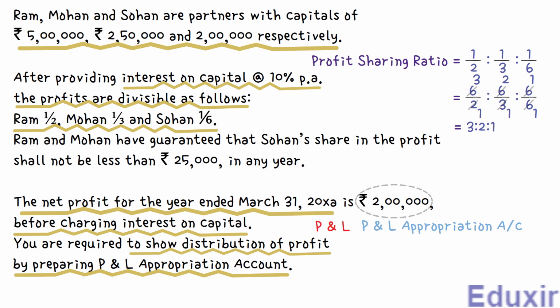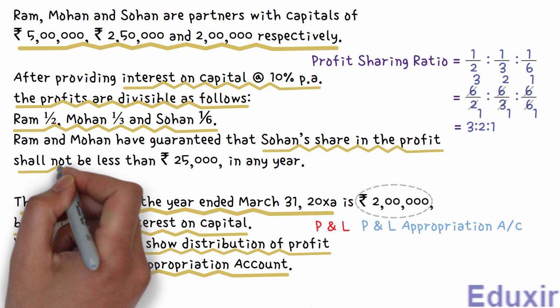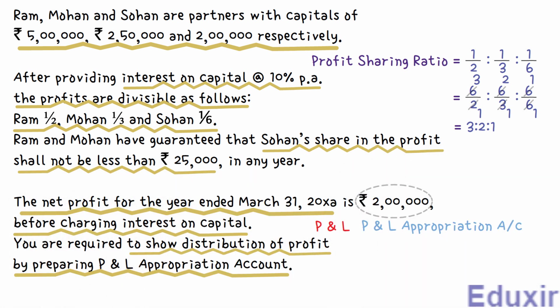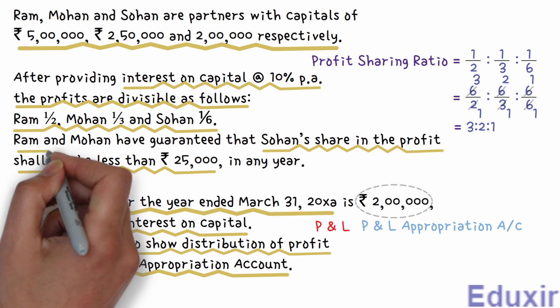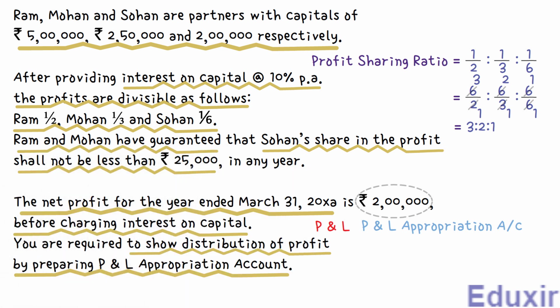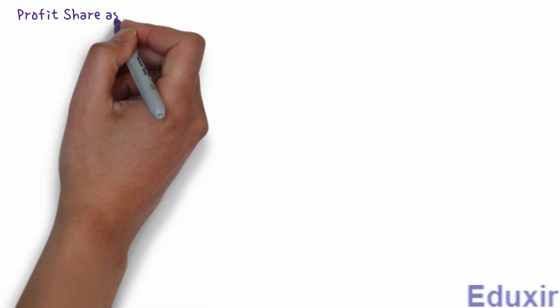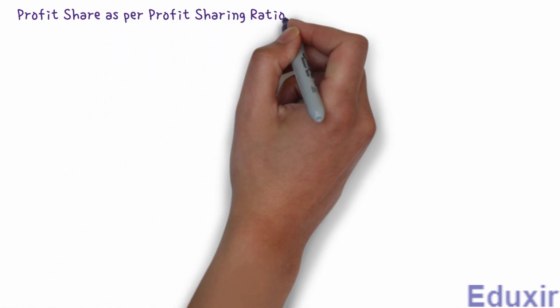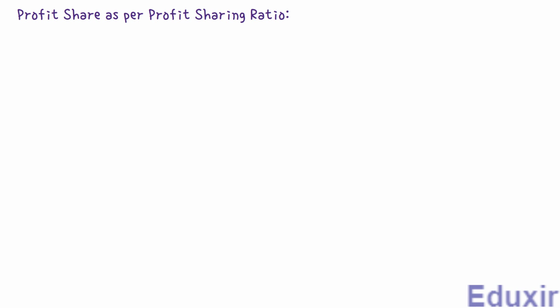Let's now calculate the share of the net profit for each partner as per this ratio. Before we proceed with the calculation, there is one thing worth noticing here. It is given that the partner Sohan's share in the profit should not be less than 25,000 rupees. It can be more than 25,000 rupees, but it should not be less than 25,000 rupees. It is also given that Sohan's share in profit is guaranteed by the other two partners, Ram and Mohan. So, in the working notes section, let's first write the header profit share as per the profit sharing ratio. This indicates that the upcoming calculation is related to the sharing of the profit as per the profit sharing ratio.